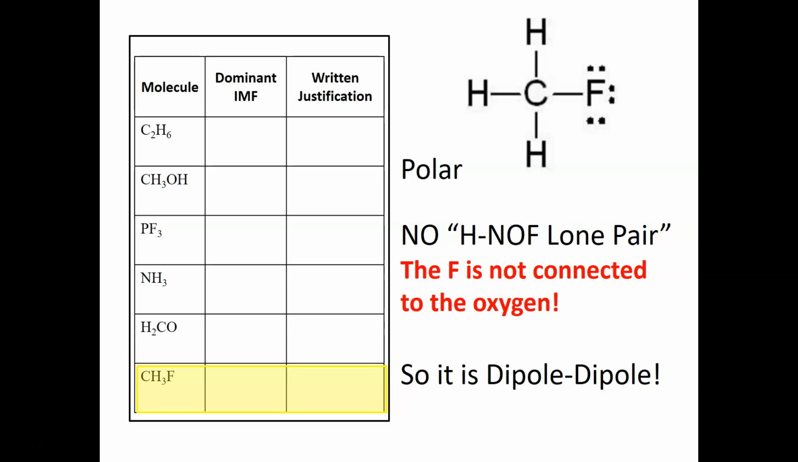Okay. In our next lesson, we'll learn how to rank things based on their IMFs. For now, we're just trying to make sure we understand the general idea of how we determine which IMF is present, and that you know London is weakest, then dipole-dipole, and hydrogen bond is an extra strong type of dipole.